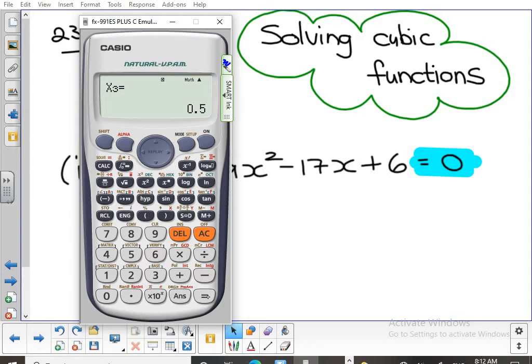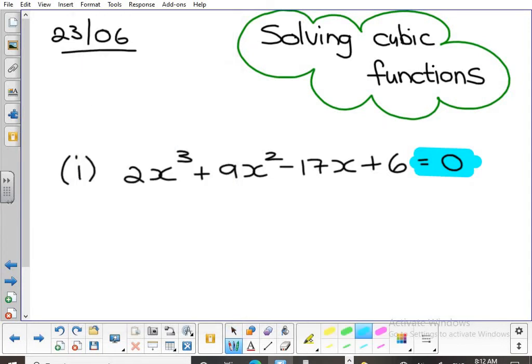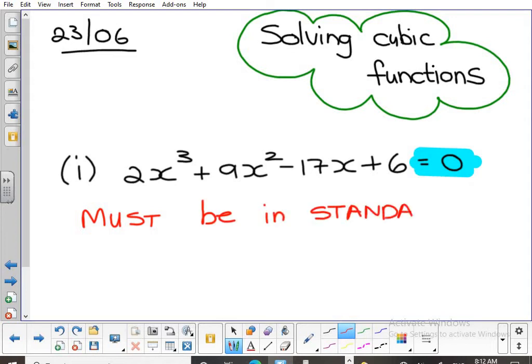They expect me to do it without a calculator, so I'm going to do 1 for factor theorem. So I'm going to start off. Very important to write this down before you start: it must be in standard form.